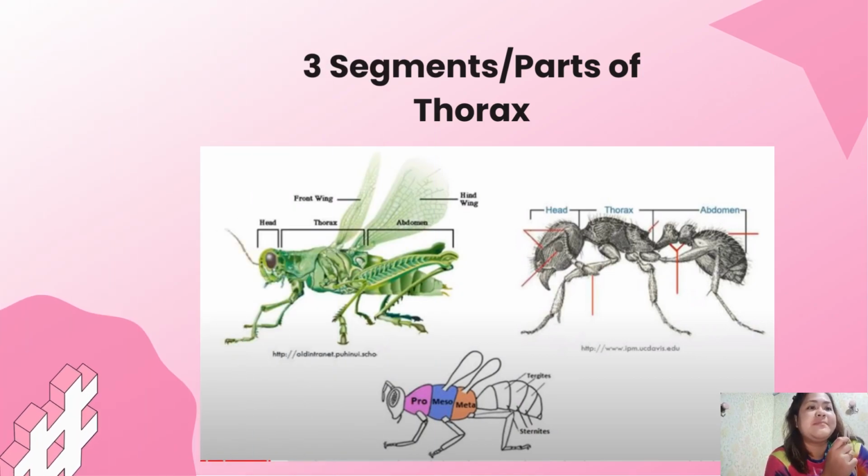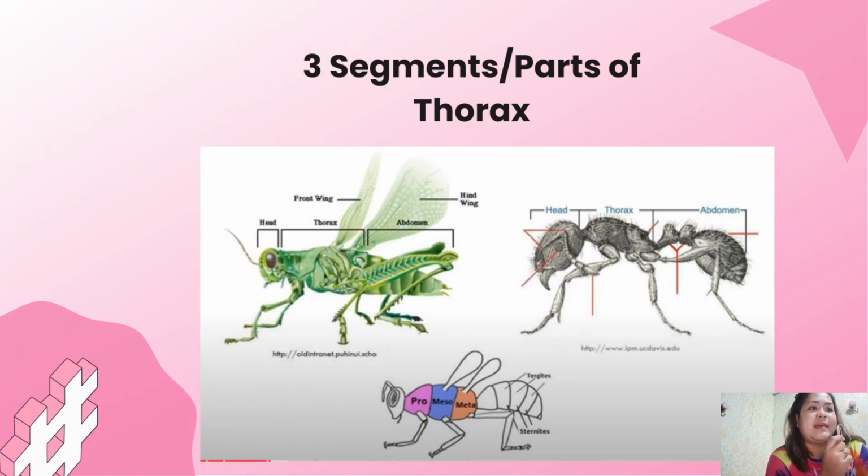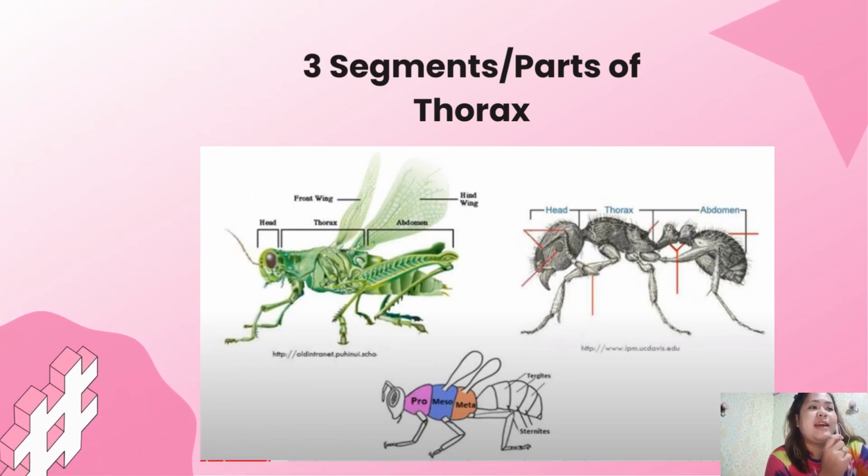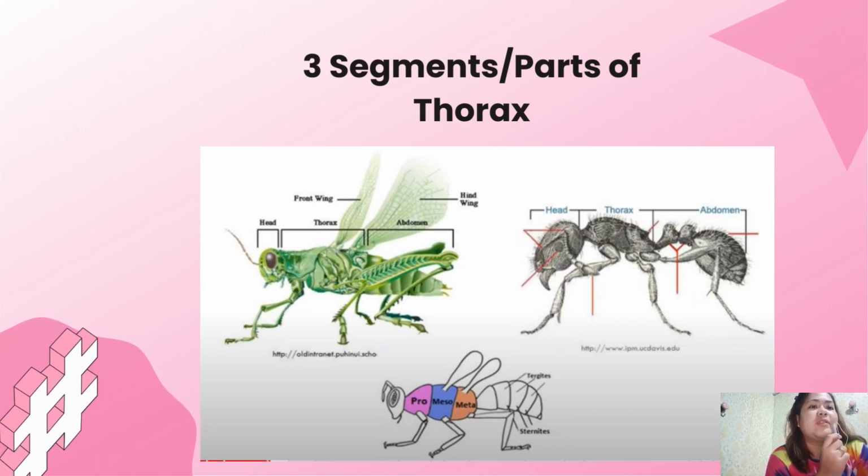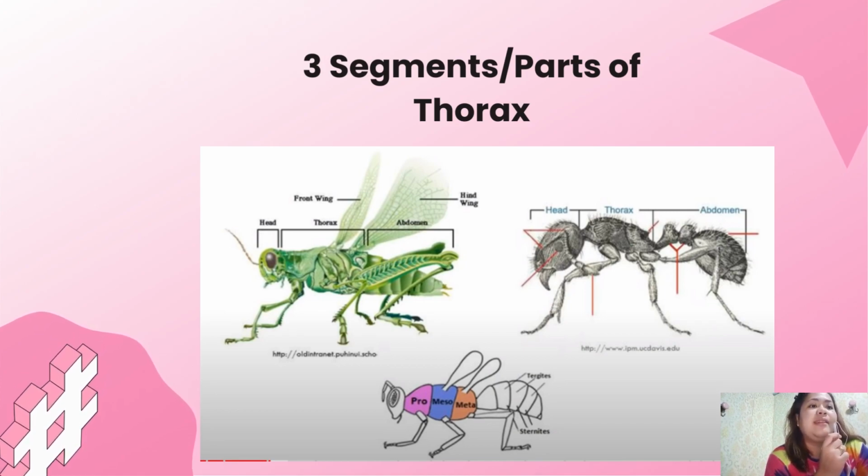Insects exhibit three distinct body parts: the head, the thorax, and the abdomen. The thorax comprises three segments: the prothorax, found on the anterior segment, the mesothorax on the middle segment, and the metathorax on the posterior segment.